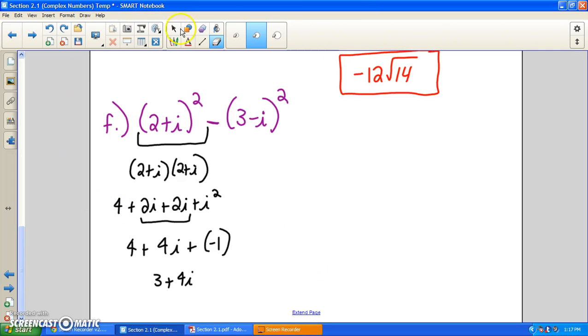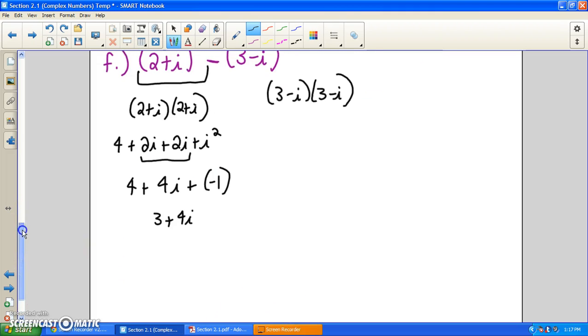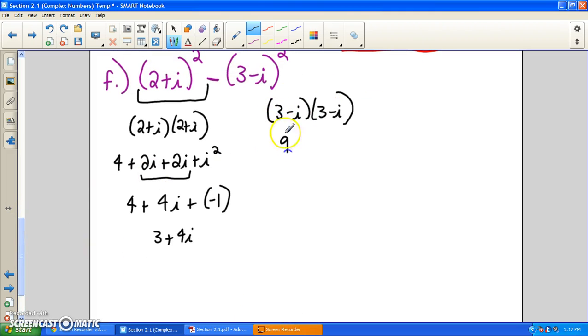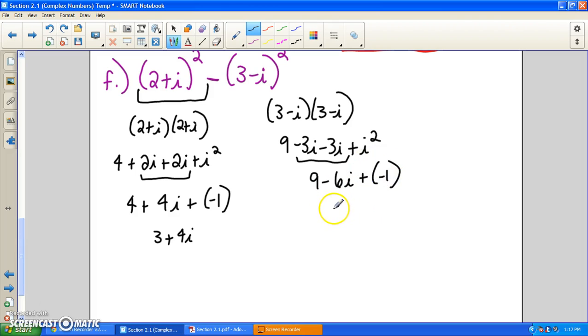Let's go to the other part. Got 3 minus i. So we know 3 minus i squared is 3 minus i times 3 minus i. And we need to FOIL that out. So that gives me 3 times 3 is 9. Outer terms give me negative 3i. Inner terms give me negative 3i. Last terms, be careful, negative times negative is positive, and i times i is i squared. Now, combining this, we get 9 minus 6i plus a negative 1. So this whole parentheses over here gives me 8 minus 6i.